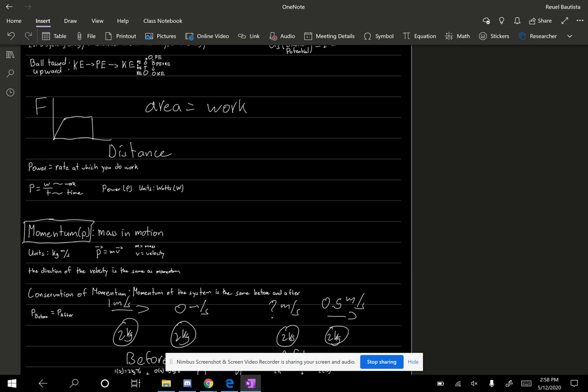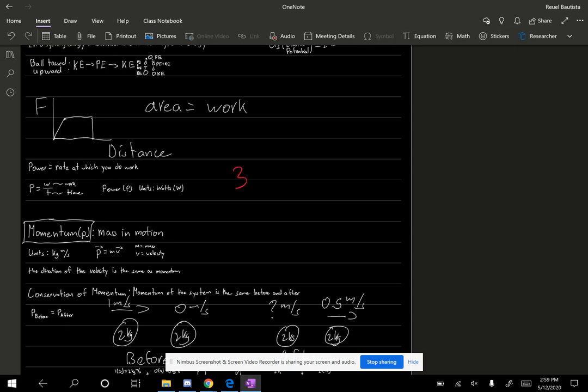Pretty much, an object has more power if it has the ability to transfer energy at a faster rate. For example, with your charger transferring energy into your phone, the faster chargers have more power because they're able to transfer more energy over a shorter period of time. Power is found using this equation: power is equal to work over time, the amount of work you do over a given amount of time.